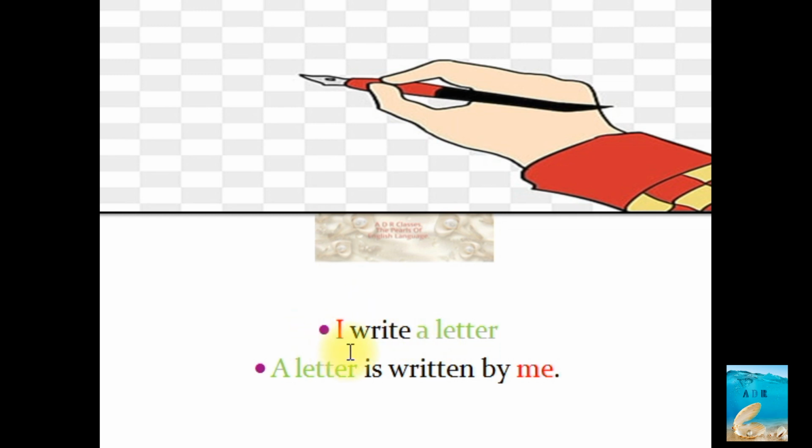Okay, so "I write a letter" is active voice. "A letter is written by me" is passive voice. So, the subject has gone to the object place and the object has come to the subject place. In order to know this in detail, let's first understand the rules of active and passive voice.